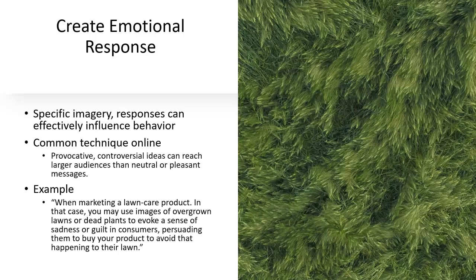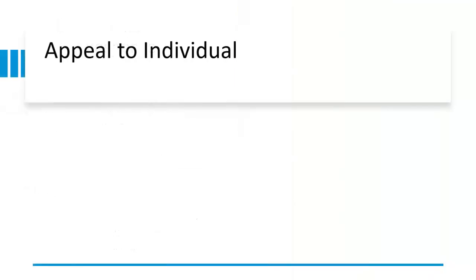So talking about a lawn care product, you might want to show pictures of a totally out of control yard. The grass is really high, the weeds are everywhere. You're like, you don't want this. This looks really bad. Imagine how your neighbors are going to feel if they have to wake up and look out the window and see that every day. You want to create that emotional response and get them to agree with what you're saying because of that.